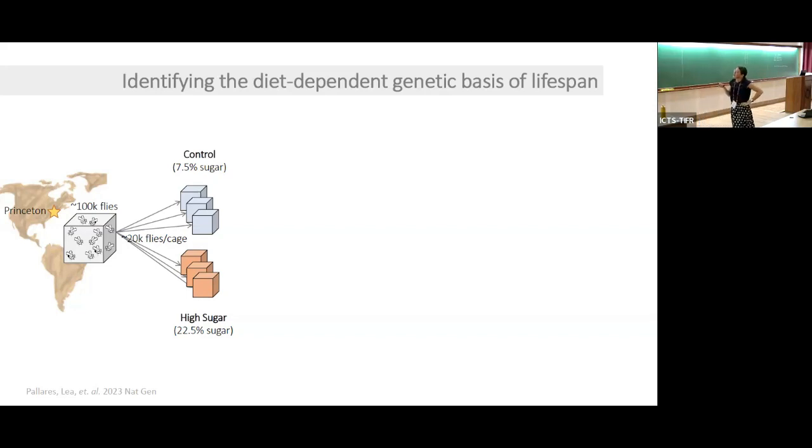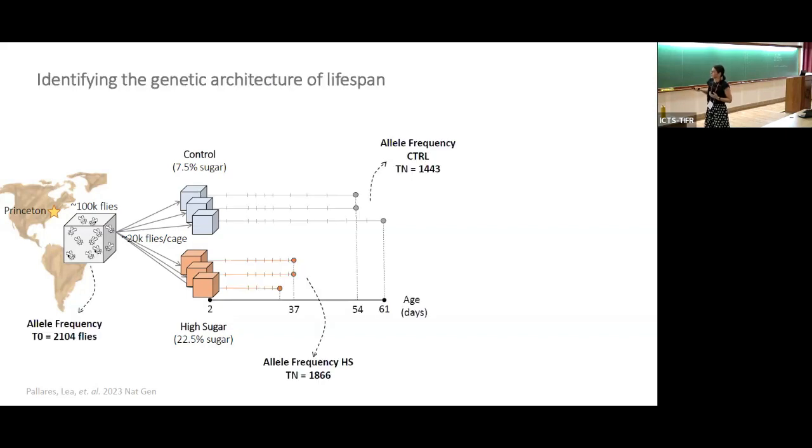And then we said, okay, now let's split this population into our replicates, and we put the lucky ones in the control cages. They are eating the normal food that they eat, forever. And then we put the unlucky ones in high sugar stress, right? So basically, just media that has 22% versus 7% sugar as the control.